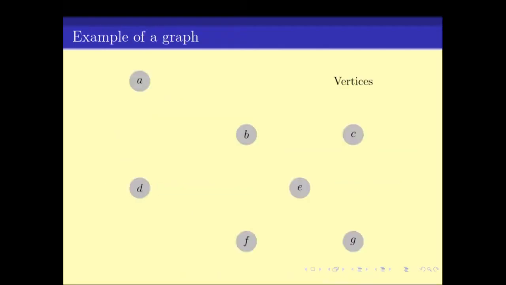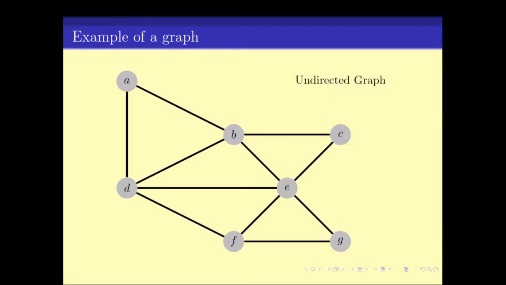So pictorially, we represent graphs as these blobs. Here the vertices are A, B, C, D, E, F, and G. And we can denote the edges or the relations by lines drawn from one blob to the other. So here, for example, this gives us the graph. The edges are drawn between A and B, B and D, and so on. There is no edge between A and C, which means that A and C are not related in the binary relation.